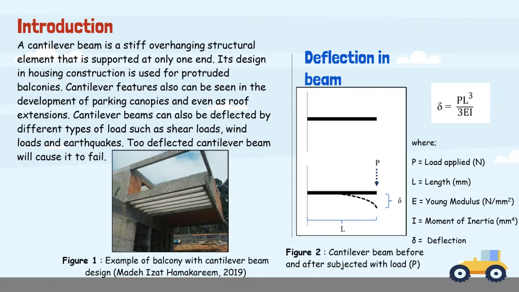A cantilever beam is a stiff overhanging structural element that is supported at only one end. Its design in housing construction is used for protruded balconies. Cantilever features can also be seen in parking canopies and even as roof extensions. Cantilever beams can also be deflected by different types of load, such as shear loads, wind loads, and earthquakes. Too much deflection of a cantilever beam will cause it to fail.